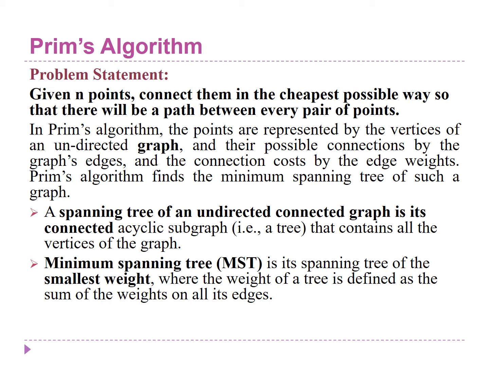So what is a minimum spanning tree? The minimum spanning tree is the spanning tree of the smallest weight, where the weight of the tree is defined as the sum of all its edges. So let us see how Prim's algorithm finds the minimum spanning tree of an undirected connected graph.